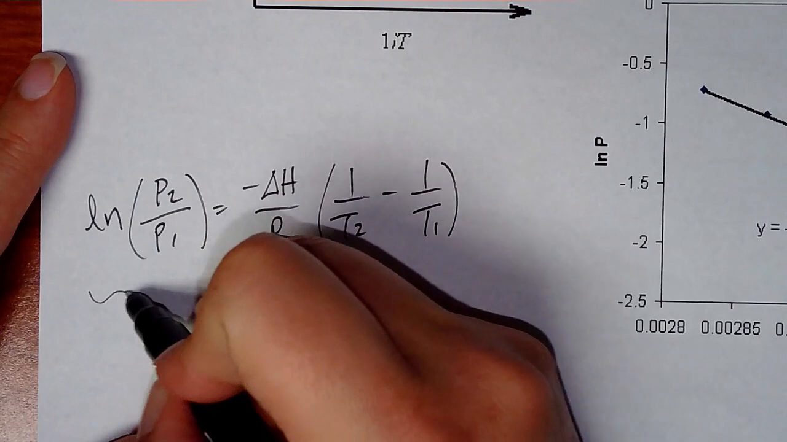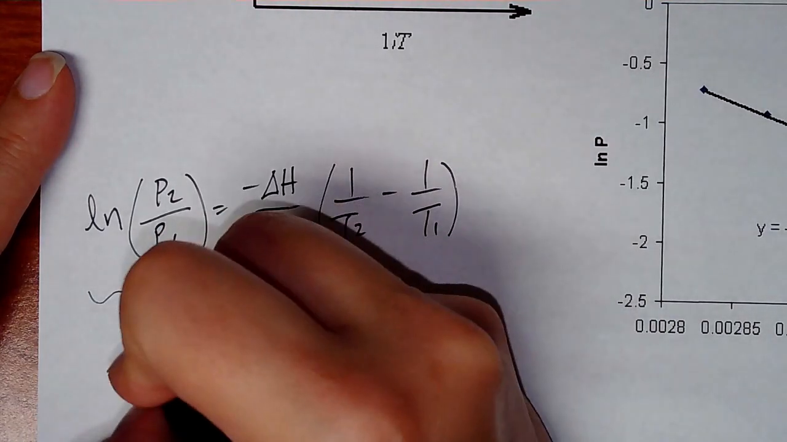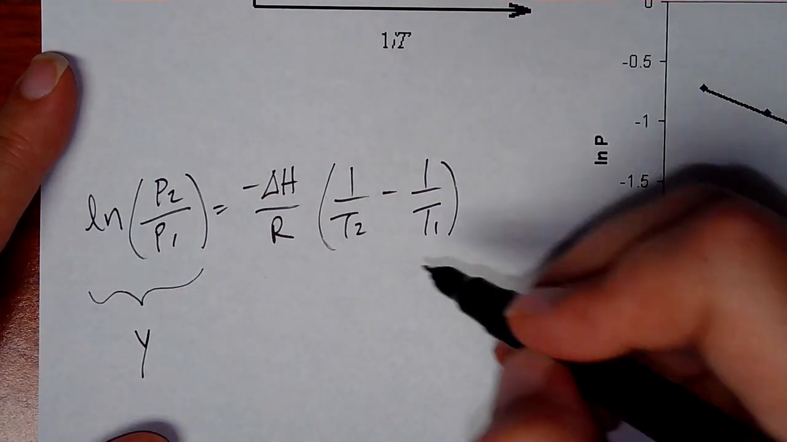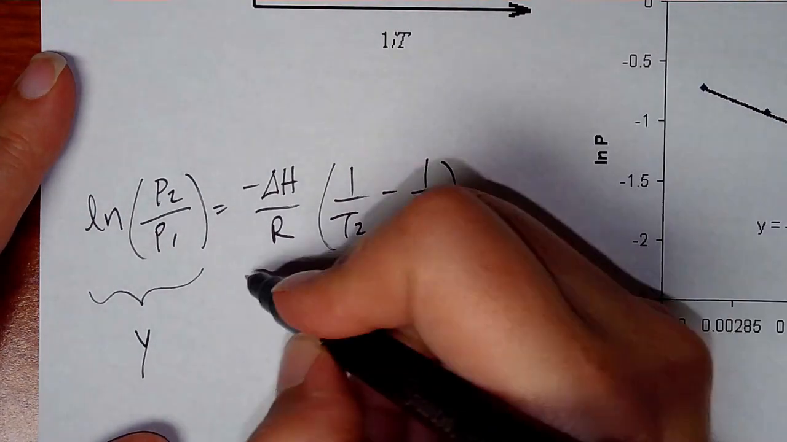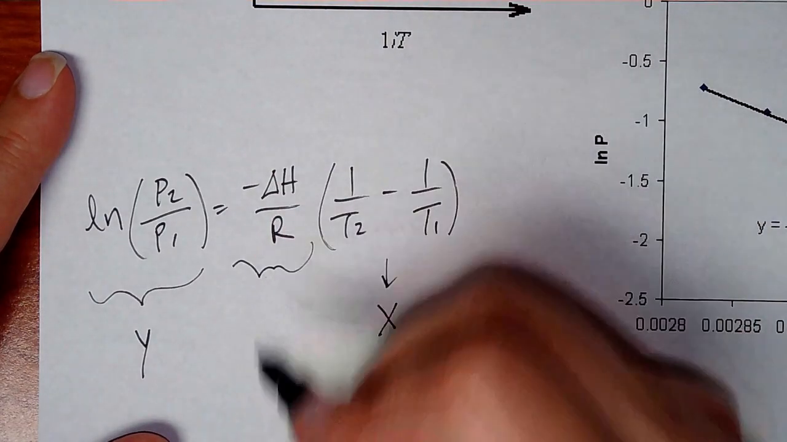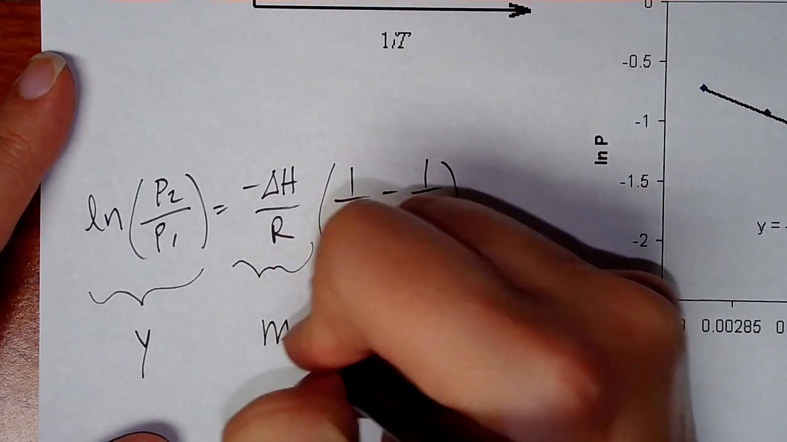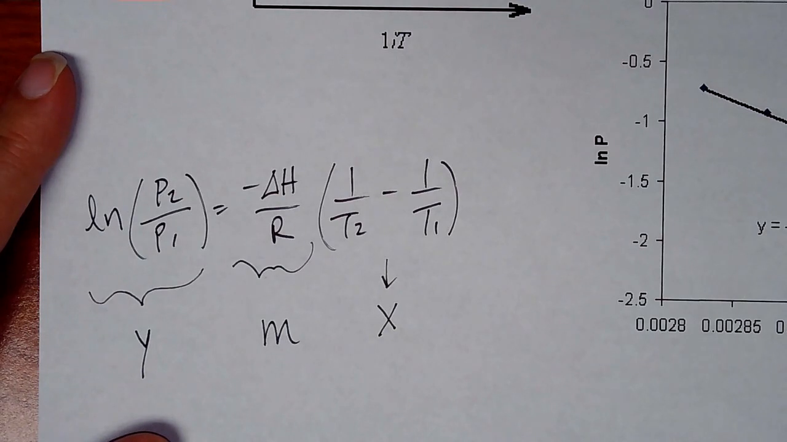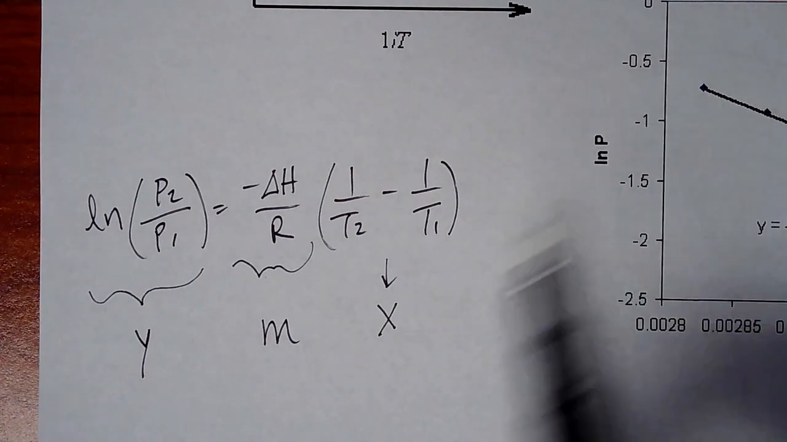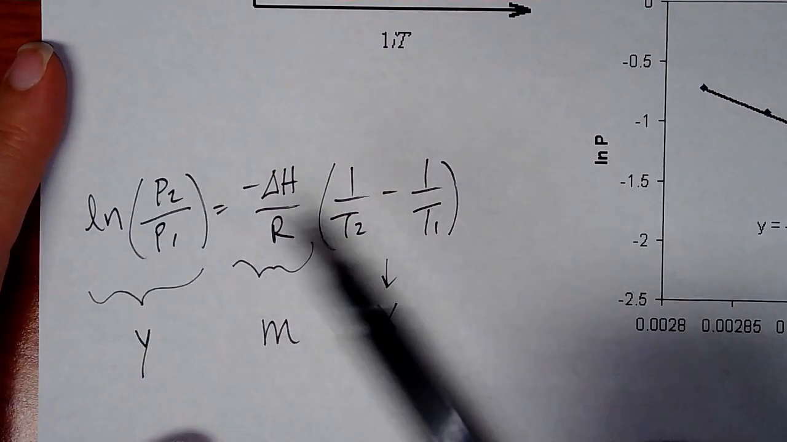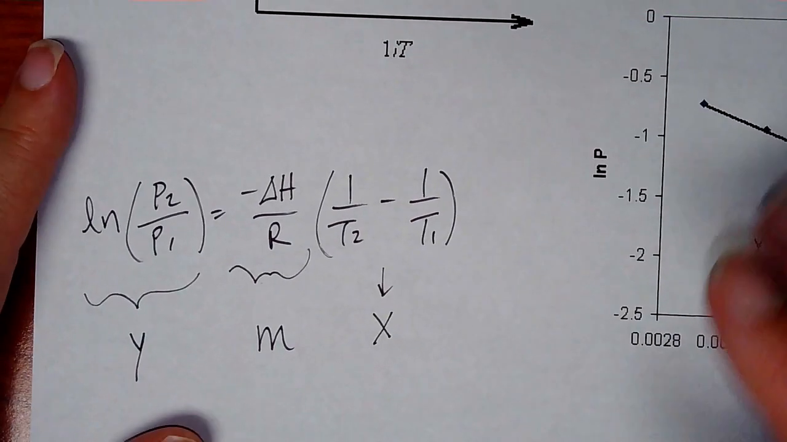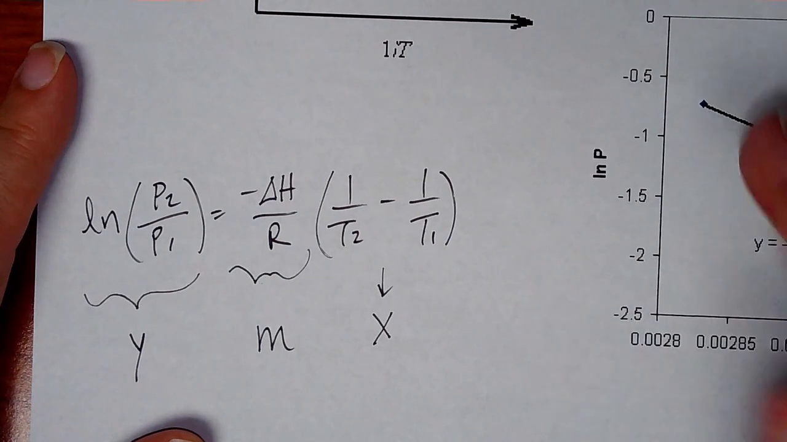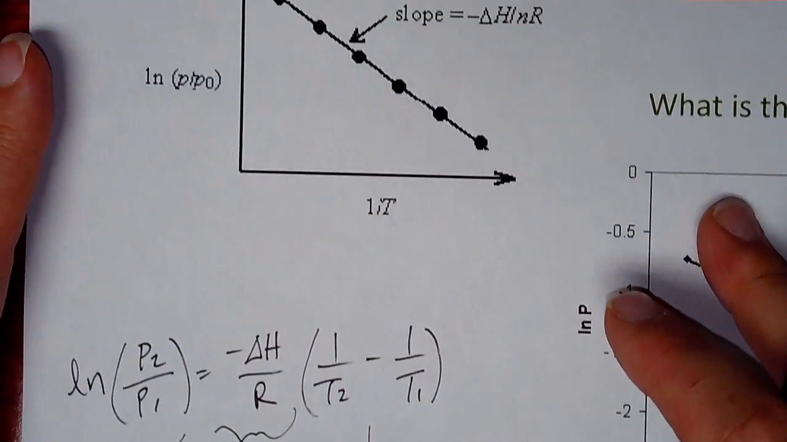The ln of our pressure ratio is going to be our y. Our 1 over temperature is going to be our x. And our delta H over R is going to be the m. So if we look at it in this manner, we can see that if we graph our pressures by our 1 over temperature, we should be able to get a straight line correlation with our data, and it allows us to calculate what delta H should be.